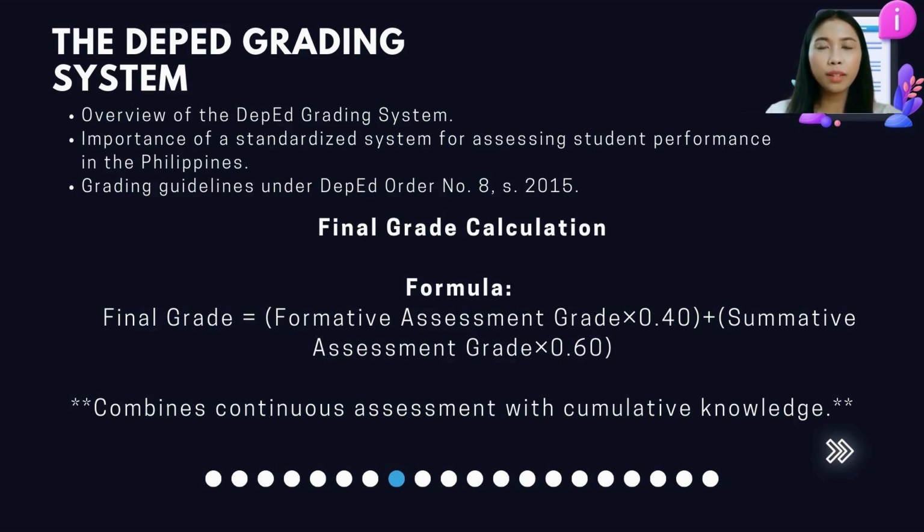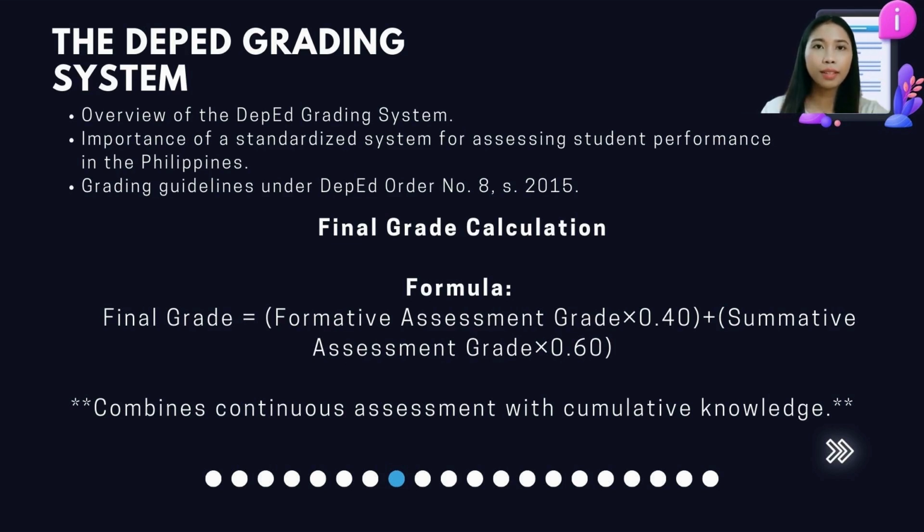The next one that we'll be talking about is the components of the DepEd grading system. Under these are learning areas, assessment types, and weight of components. In learning area, the DepEd grading system covers multiple learning areas such as language and communication, mathematics, science, social studies, music, arts, PE and health, or what we call MAPEH, Edukasyong Pantahanan at Pangkabuhayan, or in short, EPP. Each learning area is evaluated using both formative and summative assessments.